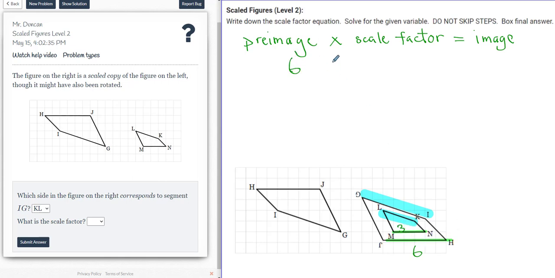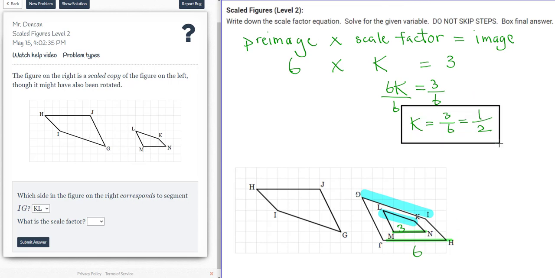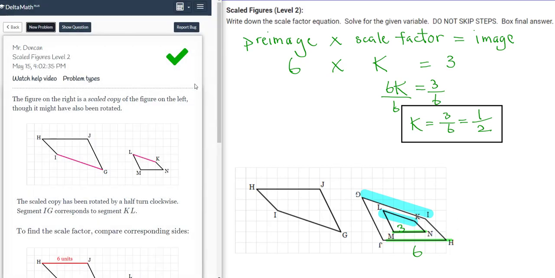So the pre-image is 6 multiplied by K, which is the scale factor, is equal to 3. So we'd have 6K is equal to 3. Divide by 6 on each side, and I find out that K is equal to 3 over 6, which reduces, dividing by 3 over 3, to 1/2, and that's going to be our final answer. So K is equal to 1/2. And we're good to go.